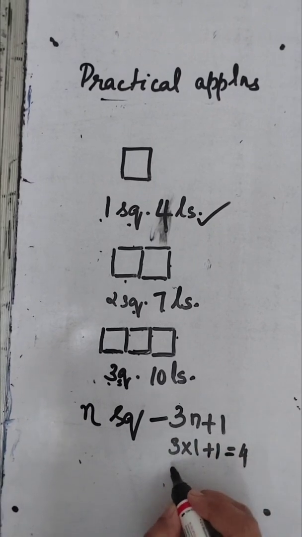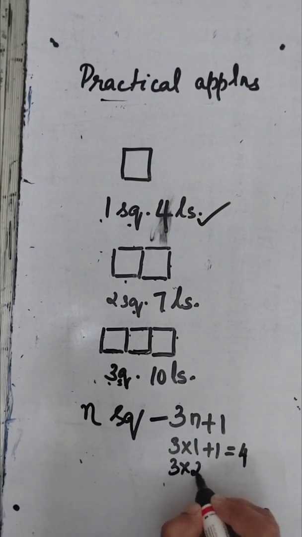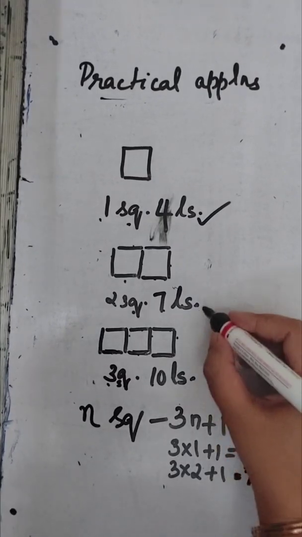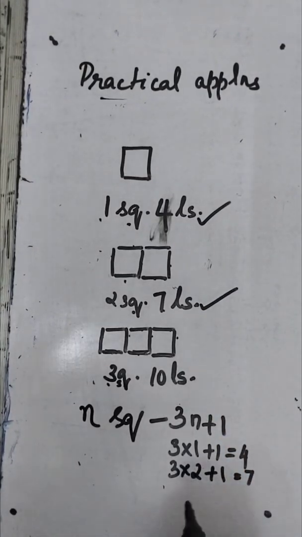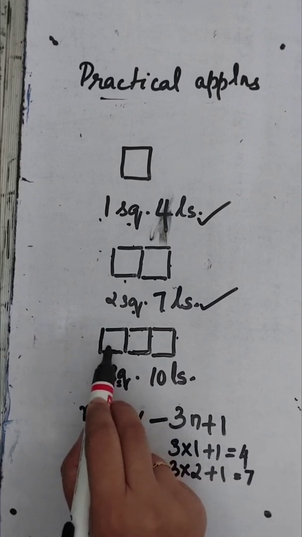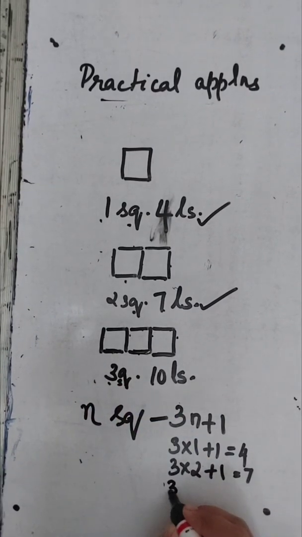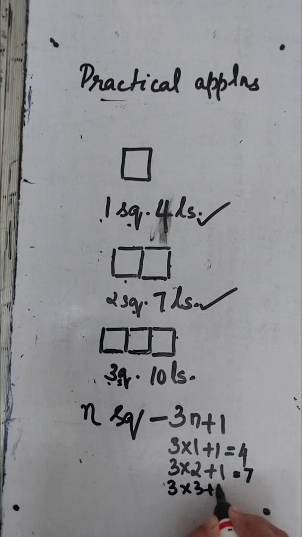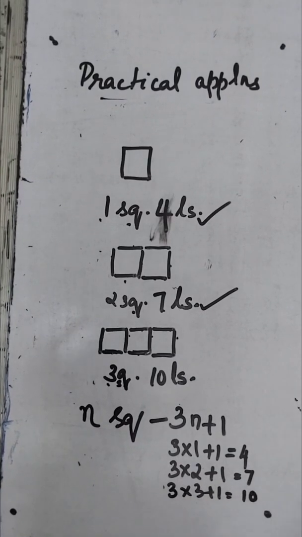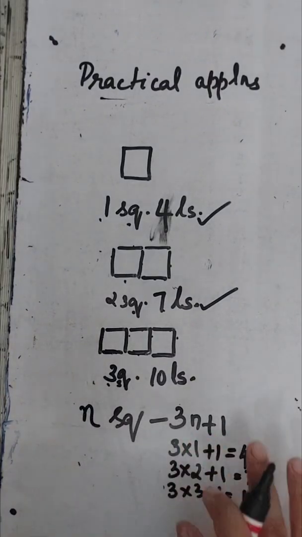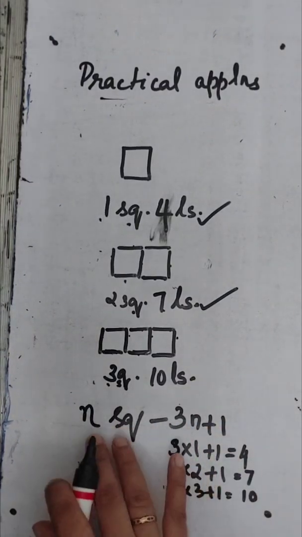So n is equal to 2, how much will come? 3 into 2 plus 1 equal to 6 plus 1, 7. Okay, so you need 7 line segments. So if you are making 3 squares, how many line segments do you need? 3 into 3 plus 1 equal to 10 line segments. Okay, so in general 3n plus 1 line segments are required for making n squares.